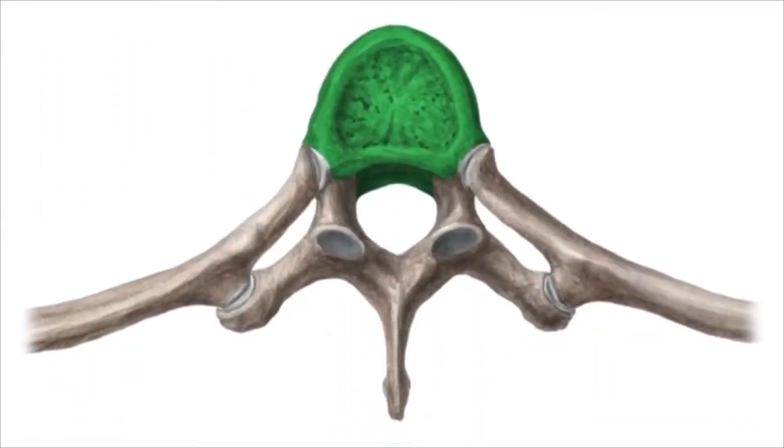In addition, the spinous processes are relatively more pointed than other vertebrae and angle sharply downward. The body of a thoracic vertebra, seen here highlighted in green, is somewhat heart-shaped.